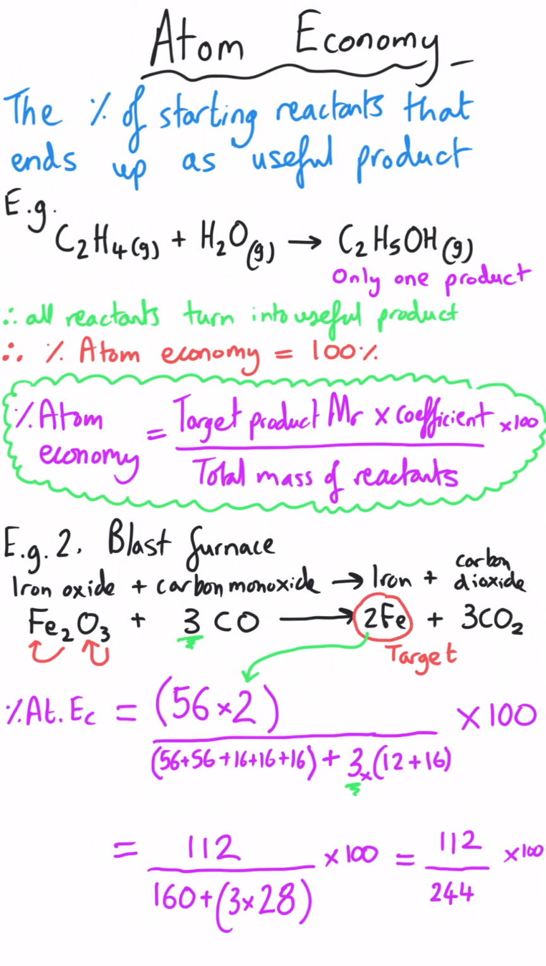We then need to multiply this by 100, remember, so we've got 112 multiplied by 100 and then divided by 244, which gives us a final answer for the atom economy as 45.9%. And so what that actually means is more than half of the chemicals that we've paid the money for in the first place are lost during this reaction process.